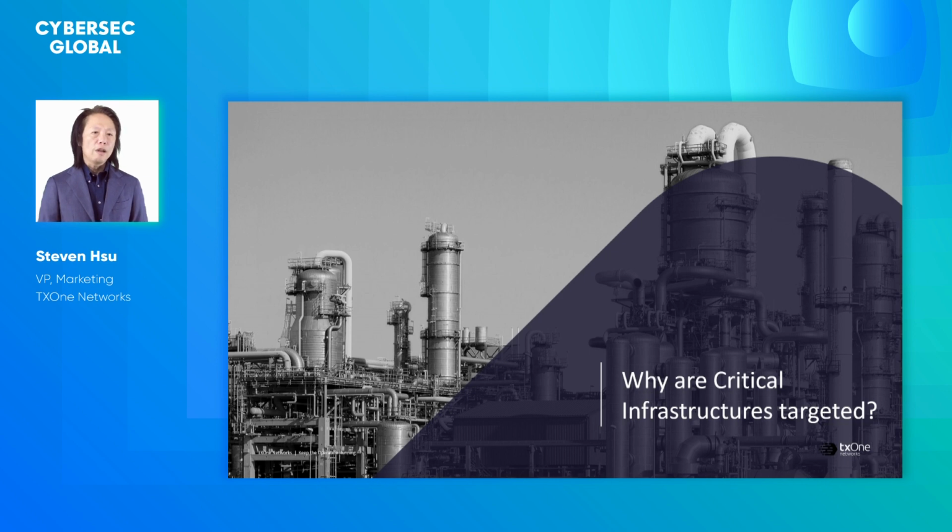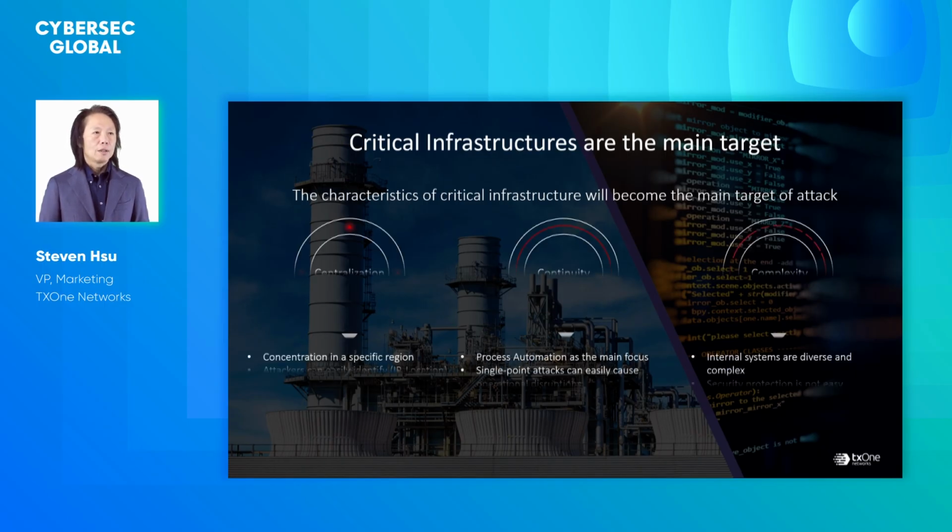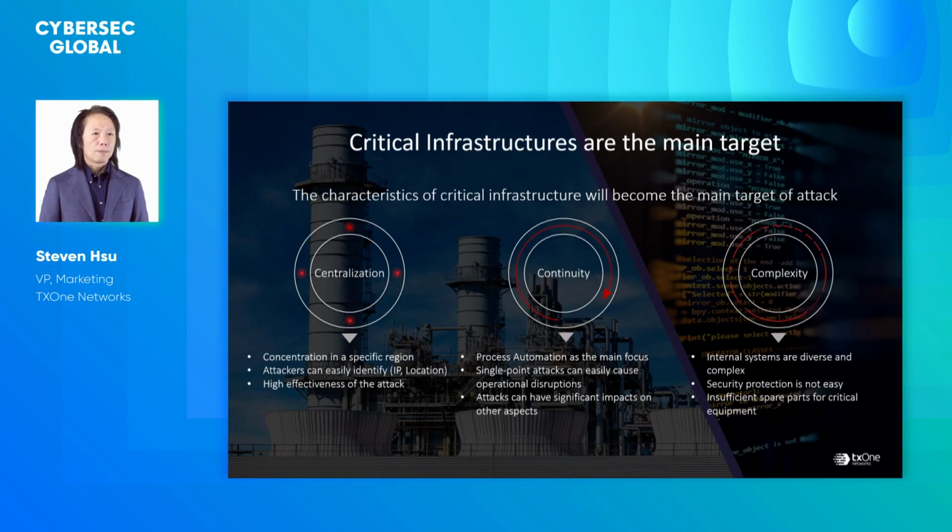Okay, why does critical infra become the primary target during warfare? Because critical infra has three main characteristics: centralization, continuity, complexity. Centralization means an attacker can easily locate the critical infra, physically or digitally. For example, by utilizing the IP address, Google Maps, or Google Earth, you can reach the target.